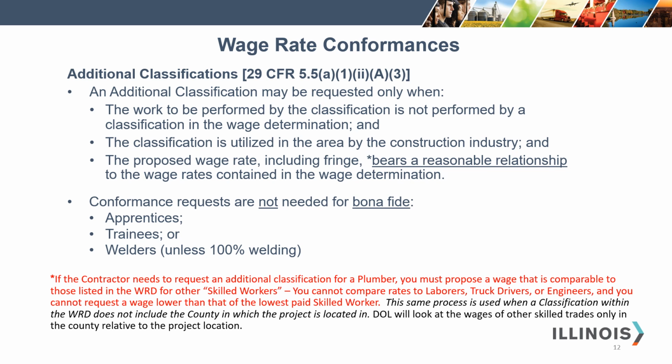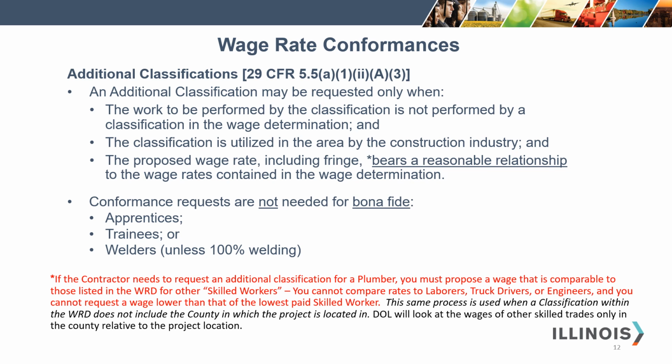The classification is utilized in the area by the construction industry, and the proposed wage rate, including fringe, bears a reasonable relationship to the wages contained in the wage rate determination. The conformance requests are not needed for bona fide apprentices, trainees, or welders unless the project is 100% welding.